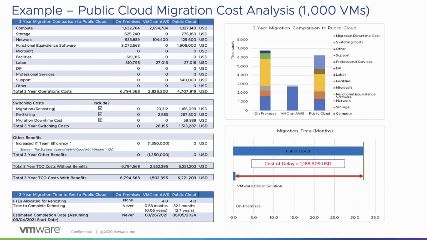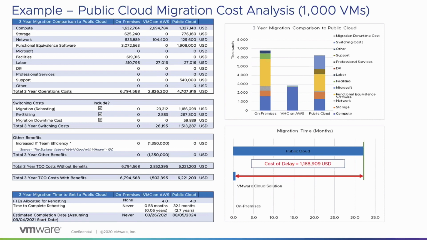So in this example, we start with the TCO and we go through the compute, storage, networking, and functional equivalent software. To make this an apples to apples comparison from the on-premises side, what that means is vSphere, NSX, and vSAN. So we're including the cost of that. We go through facilities costs, labor costs, and so forth. Again, from a VMware Cloud on AWS side, we really only have the compute.